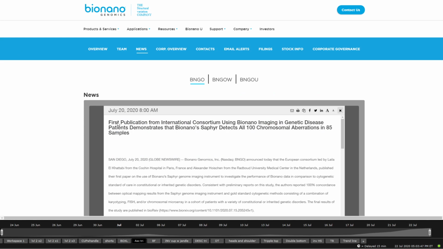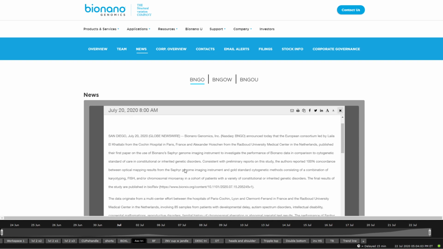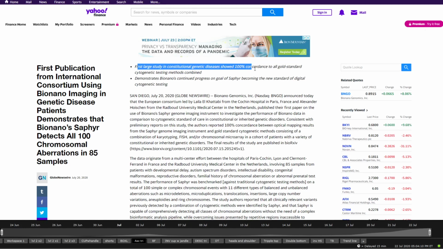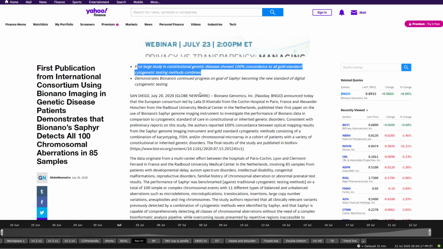So there is news as well that came in 2 days ago about the first publication from an International Consortium using Bionano imaging in genetic disease. Patients demonstrates that Bionano's Saphyr detects all 100 chromosomes or chromosomal aberrations in 85 samples. And so what this basically simplifies to is that I had it here actually. First large study in constitutional genetic disease showed 100% concordance to all gold standards. So basically that's just good news. Their product works again, as we know, and is at a gold standard.